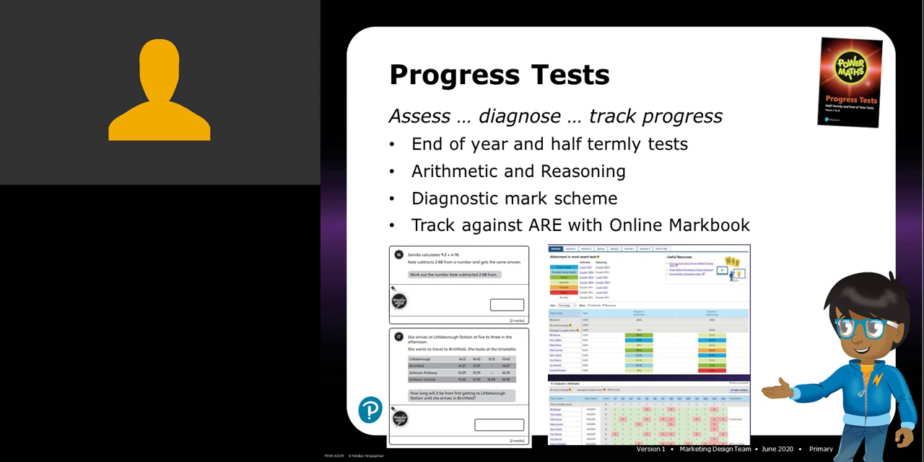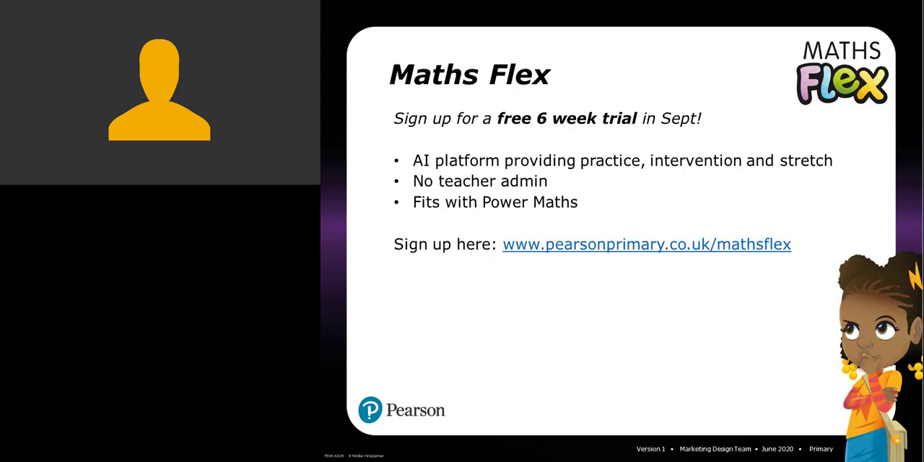So those are the progress tests, and I've talked about where those might fit in for you this autumn. Very briefly, Maths Flex: you can sign up for a free 6-week trial in September. So why not do that? As I say, it uses AI technology to give children targeted practice at the appropriate level for them. So it can move backwards through prerequisite work if you need an intervention, and it can give children stretch within the same area.